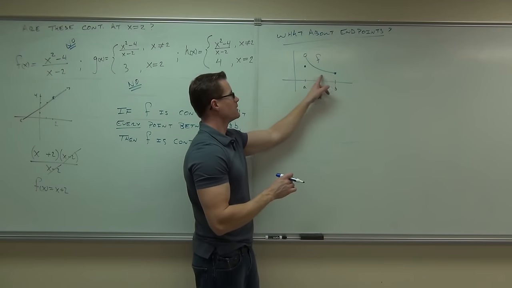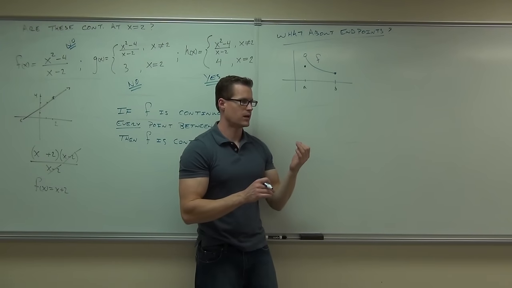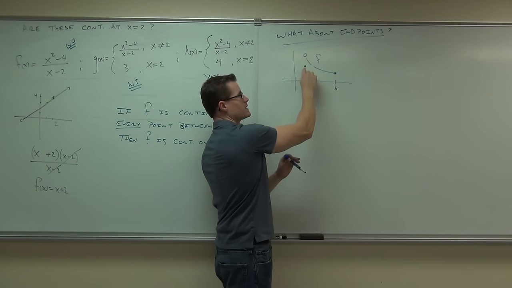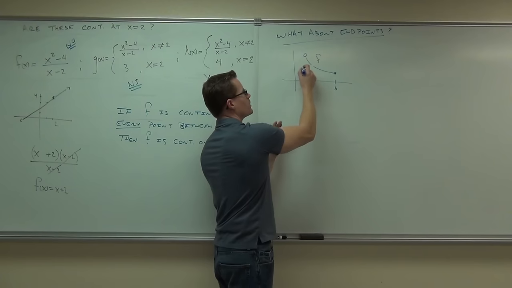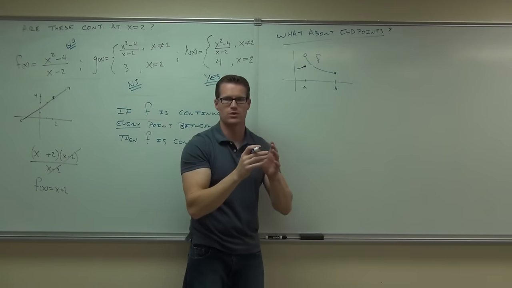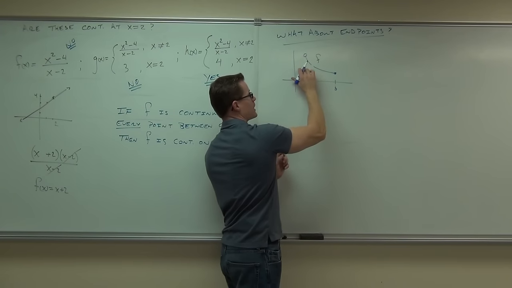Is it continuous at the point a? The limit exists from the right, sure. The point exists, but is the limit equal to the point? No. Then no, this would be kind of like a jump, right? If I had this going this way, that would be like a jump discontinuity. You have that point that's not there. Now, it doesn't have that other side.